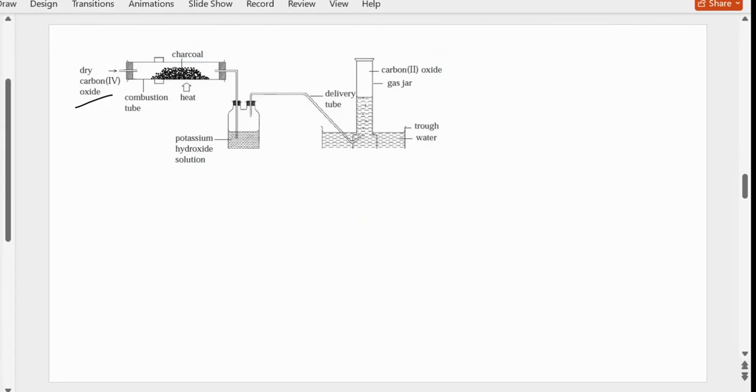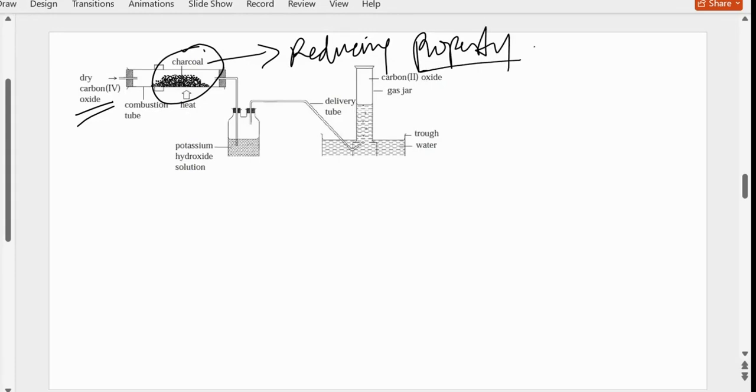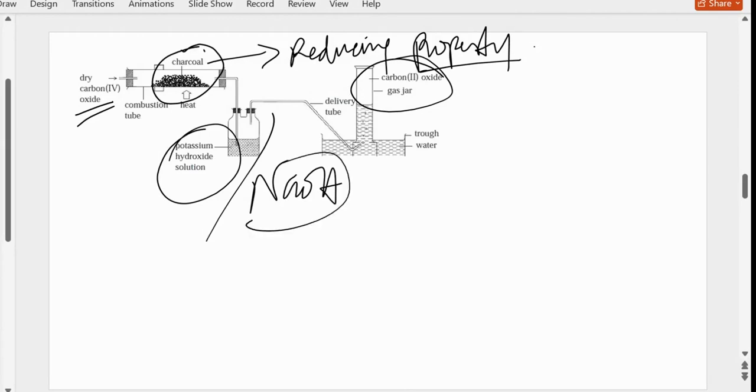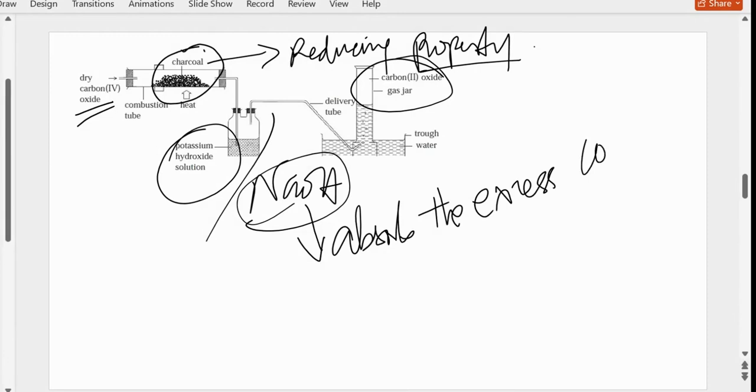If you can see, we have dry carbon dioxide here. Then this is charcoal, as we said. So at this point, we are also testing the reducing property, at the same time preparing CO. So potassium hydroxide is used in place of sodium hydroxide, as we said, and its purpose is to absorb the excess CO2 which might have passed here without being reduced by charcoal.